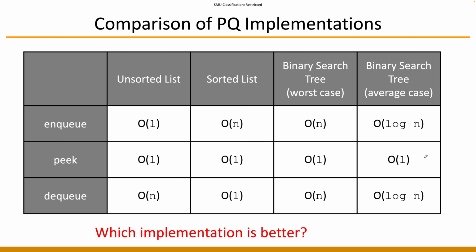So again, over here, if you do enqueue and DQ equally frequently, then maybe this binary search tree based approach will be more beneficial, because for both operations you actually get log n. So again, there's no one clear answer for it. Sometimes this is better, sometimes that is better. It all depends on the kind of use case that you have in mind.